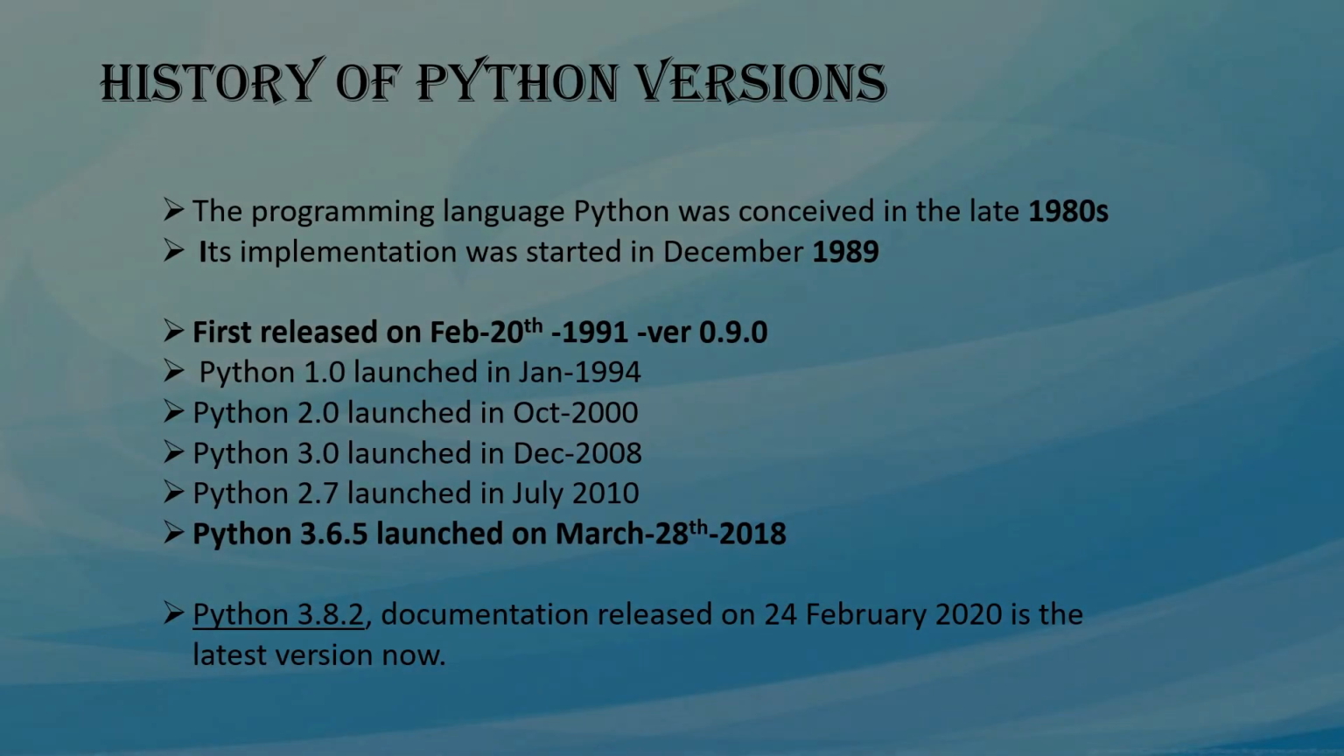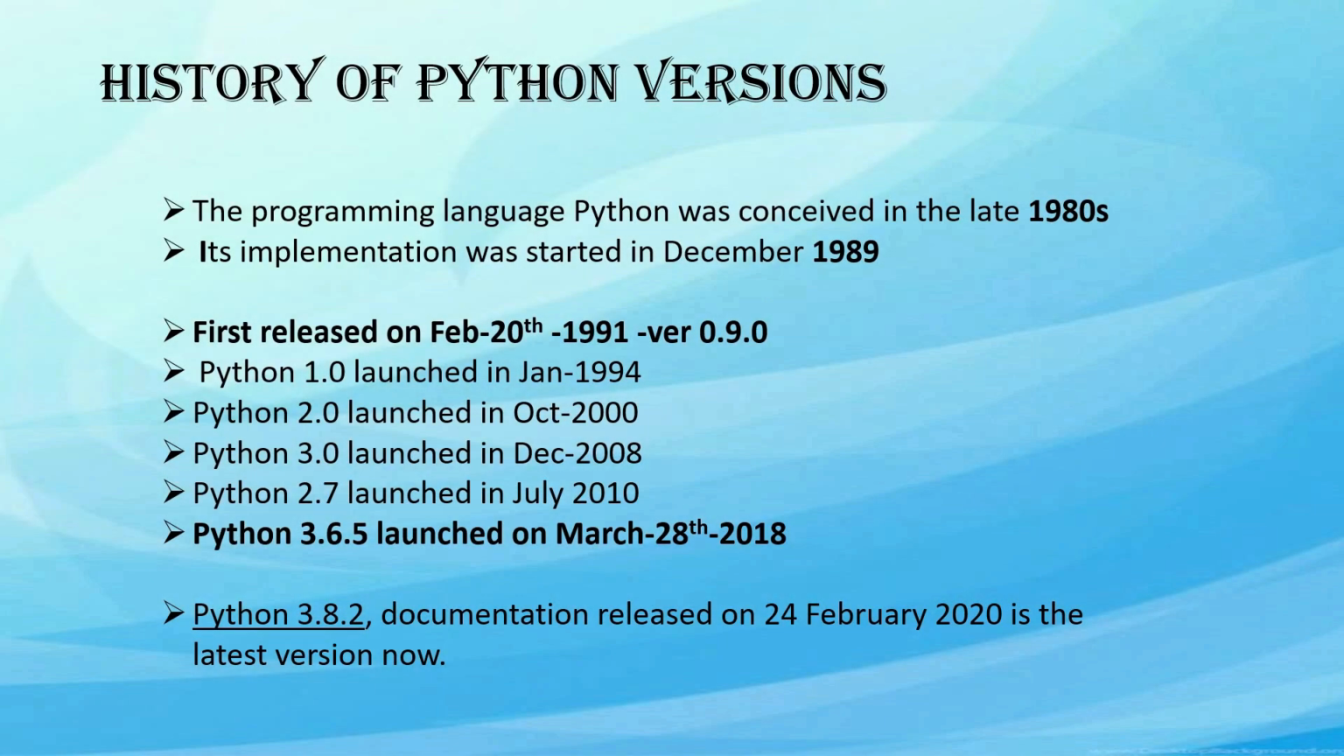In the last video, we saw the history of Python. Now we can see the versions of Python and the procedure for installing Python. The Python programming language was implemented in December 1989 and the first release, version 0.9.0, was on February 20th. Currently, the latest version of Python is Python 3.8.2, which was released recently on 24th February 2020.